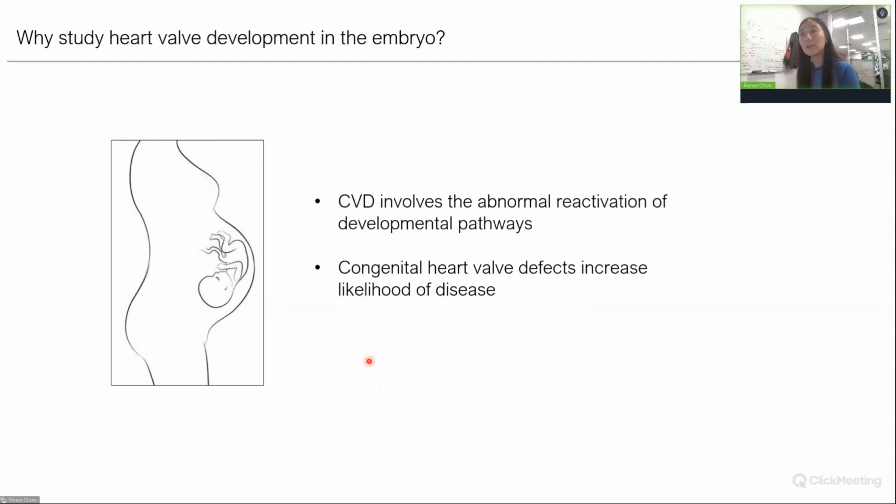There's a lot of clinical incentive to study how the heart valve forms in the embryo. Although calcific valve disease mostly affects people over 75 years of age, it involves the abnormal reactivation of developmental pathways. Also, if you have congenital heart valve defects, this increases the likelihood that you're going to develop the disease.